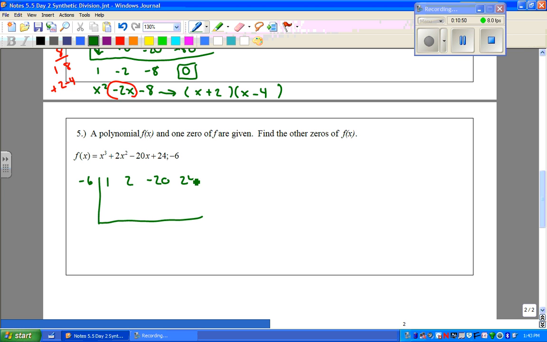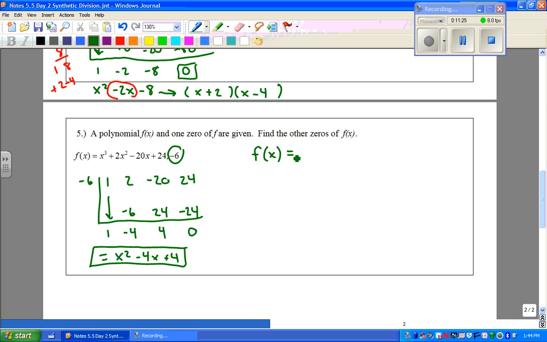-20 and 24. Bring my 1 down, multiply, add them together, multiply, add them together, and multiply. We should get a remainder of 0 because we know that is actually a solution. So now you're left with x squared minus 4x plus 4. That's what this equals when we have synthetic division. Now, if we wanted to find my zeros, we know right now that in factored form, we have x plus 6. That is what we get from that right there.